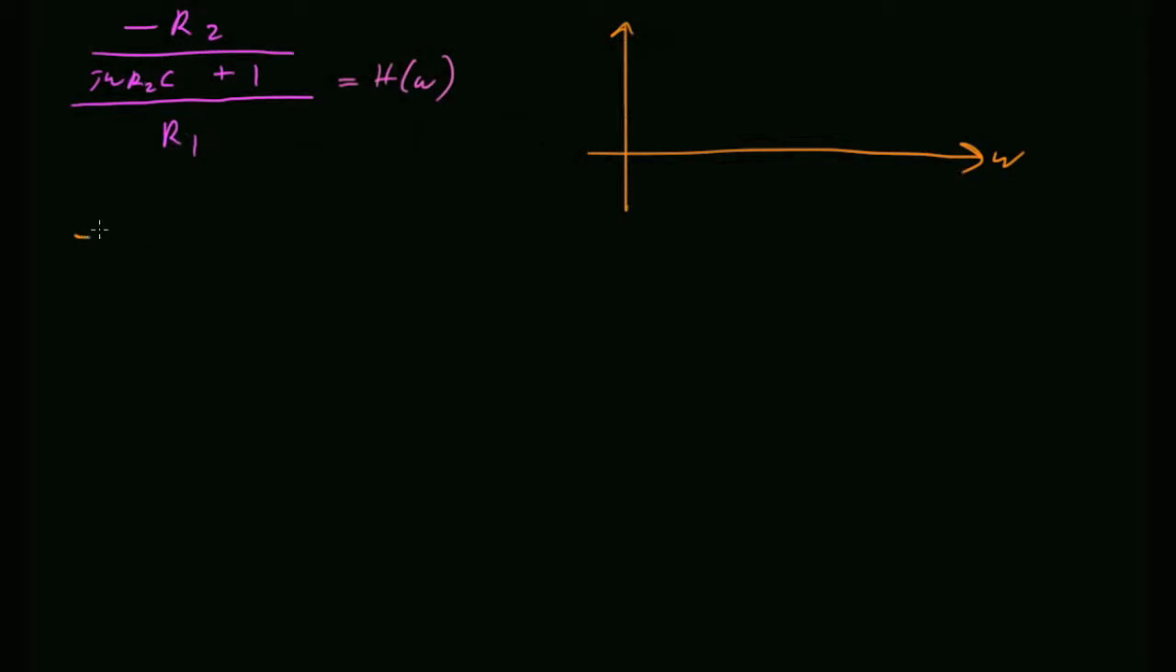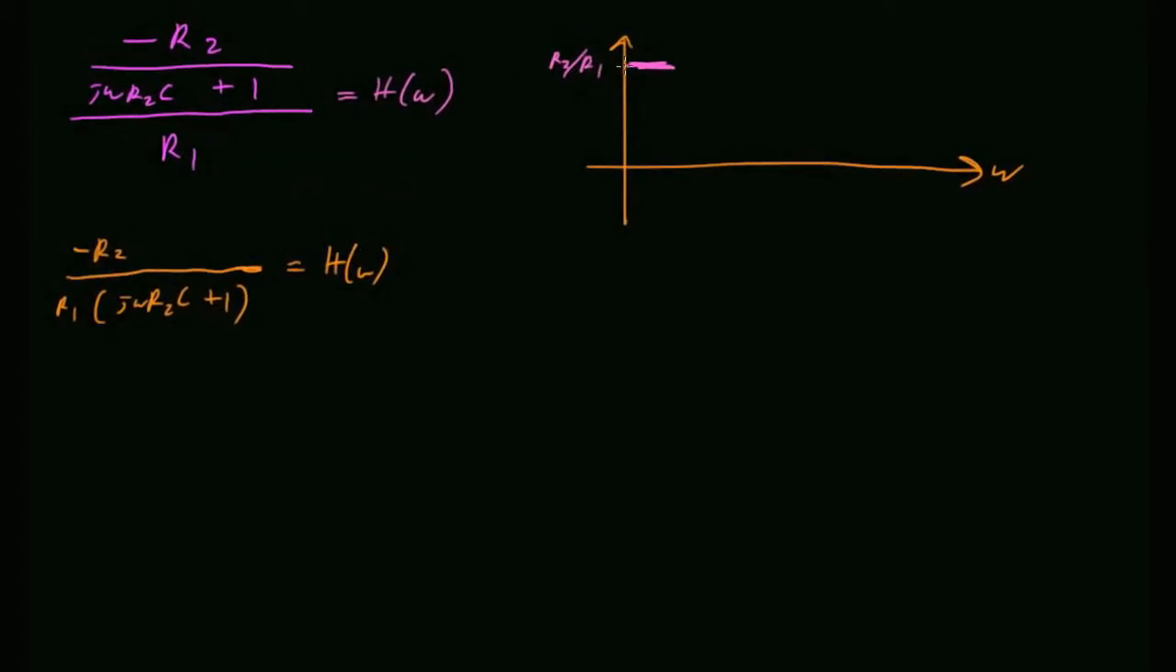So at low frequencies, before, when I was just doing the regular low-pass filter, my low frequency gain was 1, output equals input. Now my low frequency gain is R2 over R1. I'm not just passing my low frequencies, I'm amplifying them, which is cool because I do have an amplifier here.